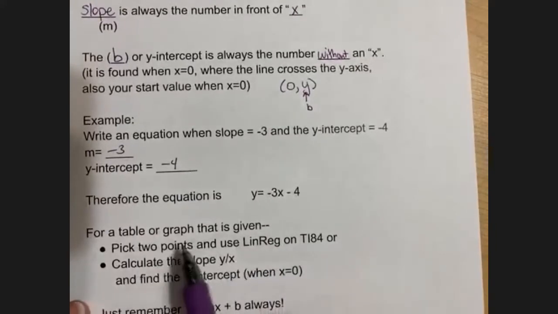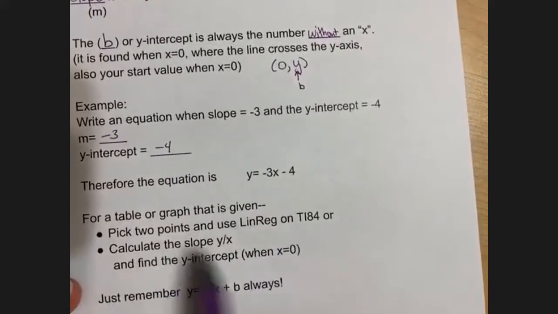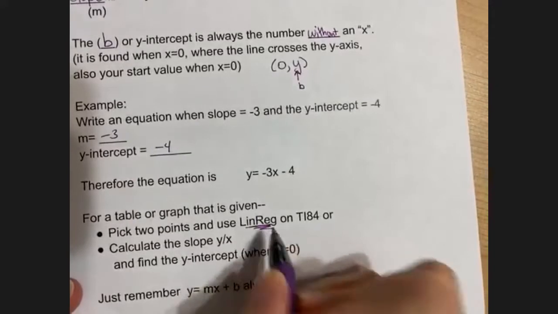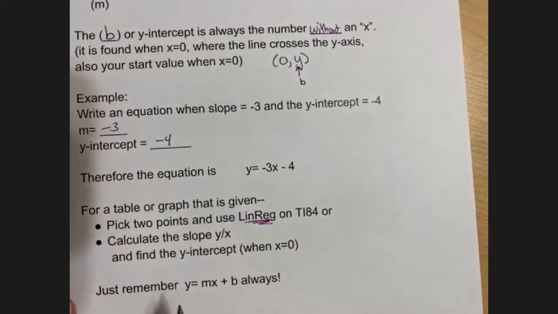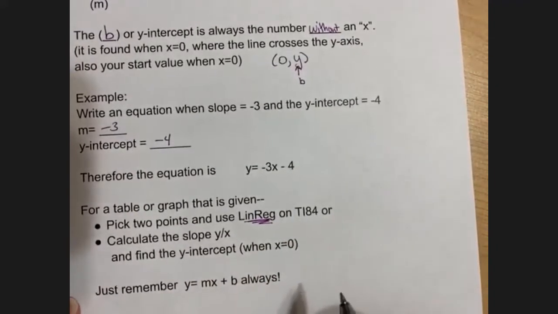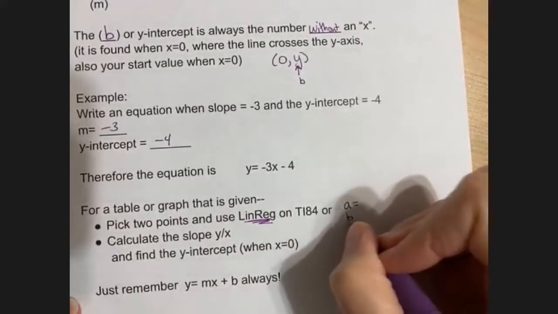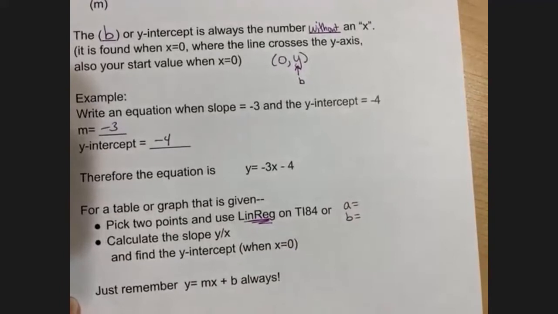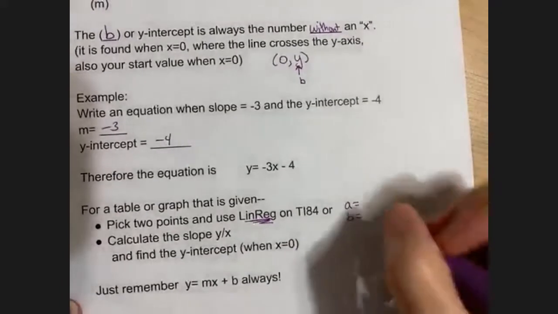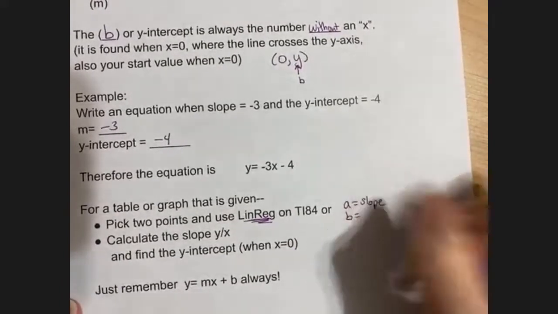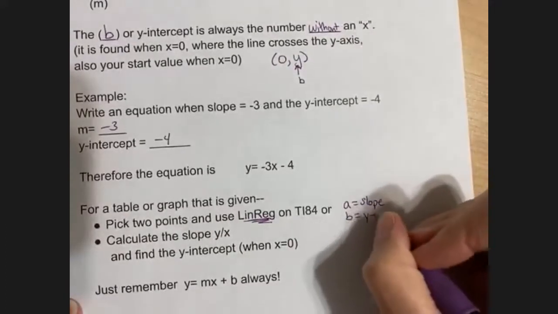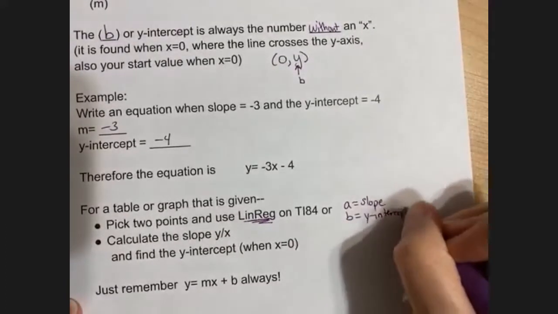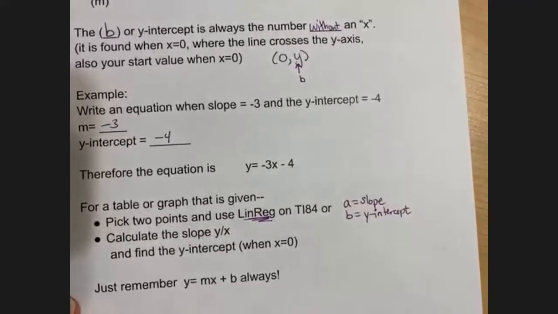When you have a table or a graph that's given, we know to use linreg, and I've said that repeatedly, even on the last test that you took. Pick 2 points, use your linreg. It will automatically calculate for you your a and your b, and all you have to do is plug it into the equation. Remember, a is your slope, and b will be your y-intercept. It's where the graph is beginning on that y line.